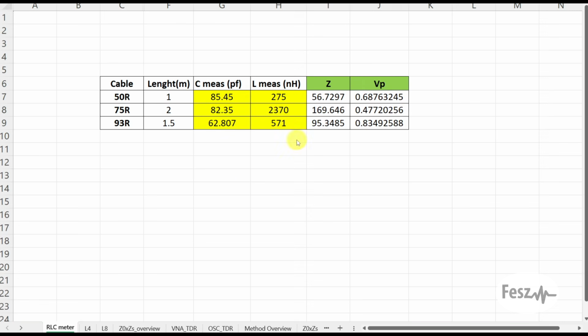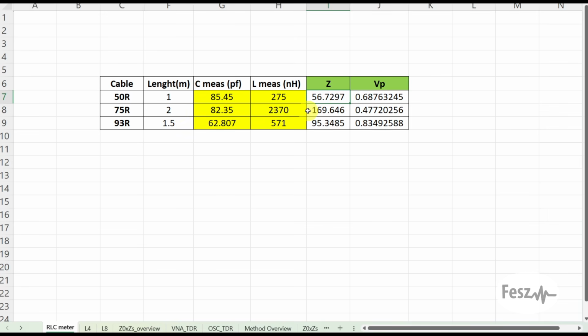Well, looking at the measured values, so for our 3 cable types, I measured both the capacitance and the inductance, and then calculated the impedance using the formula discussed previously. So here, for the 50 ohm and the 93 ohm line, we are getting impedances very close to what they should be, but for the 75 ohm line, something isn't right.